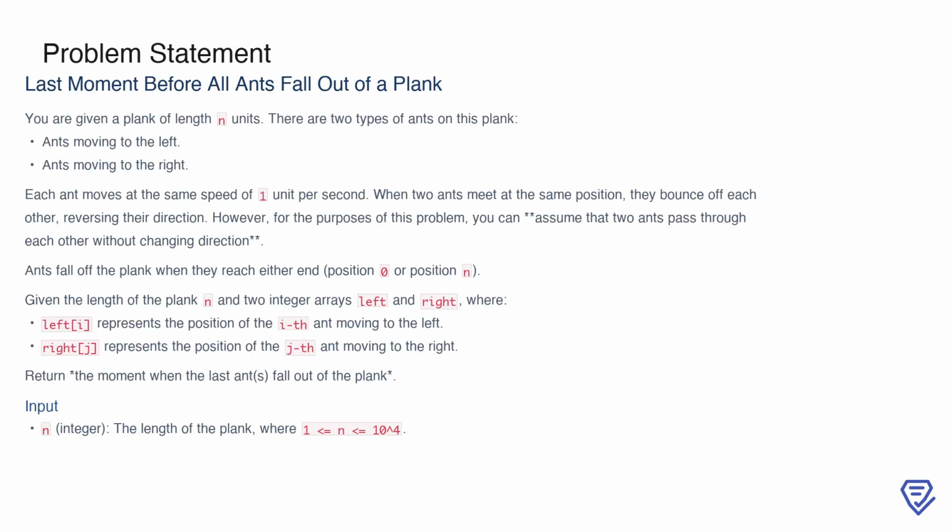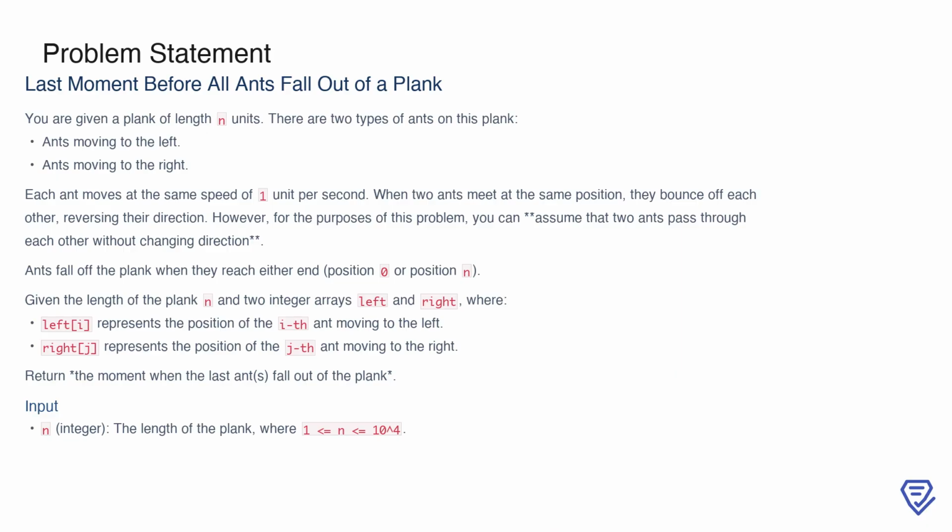In this problem, we have a plank of length n units, and there are ants moving either to the left or to the right on this plank. All ants move at a constant speed of 1 unit per second. When two ants meet at the same position, they simply pass through each other without changing direction. The goal is to determine the moment when the last ant falls off the plank, which happens when an ant reaches either end of the plank, position 0 or position n.